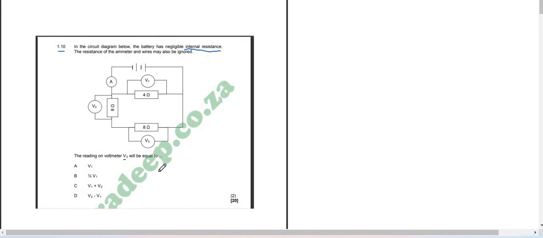So how do we begin? How do we start answering that question? This question, I found it to be very interesting because it actually requires you to understand those laws about resistors that are in parallel and resistors that are in series. It includes both. So, okay, you know this will be your battery, right?